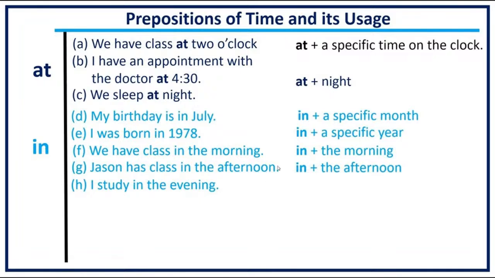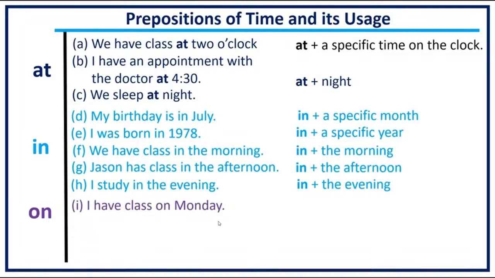So in the evening, "in" is used for the evening, the afternoon, the morning, and for a specific year and for a specific month. These are the usage of prepositions of time "in." Alright? Next, preposition of time "on." Let's find out when to use preposition of time "on."